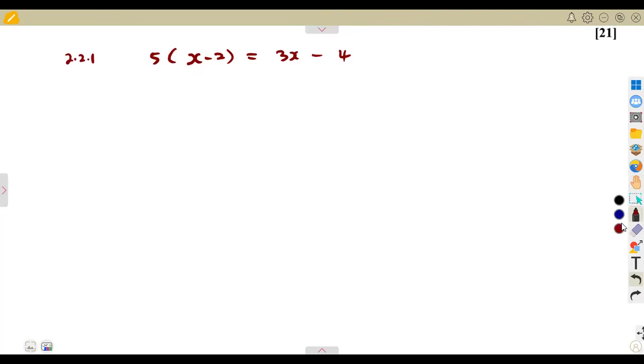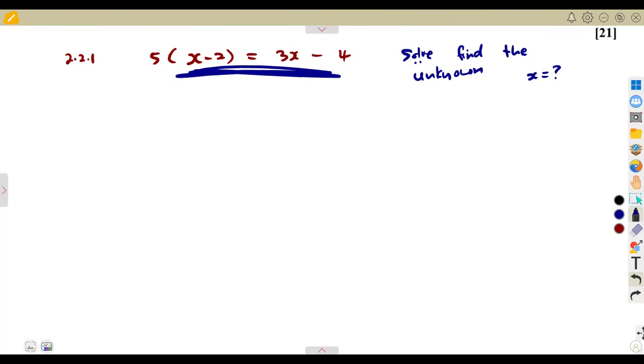So how do we solve? To solve, we have to find the unknown value. You have to find what is unknown, and what is unknown is x. What is x in this equation? So there's a bracket. So here you need to expand the brackets.